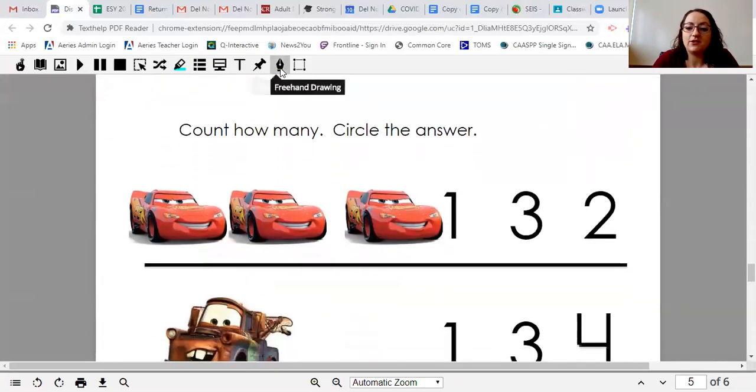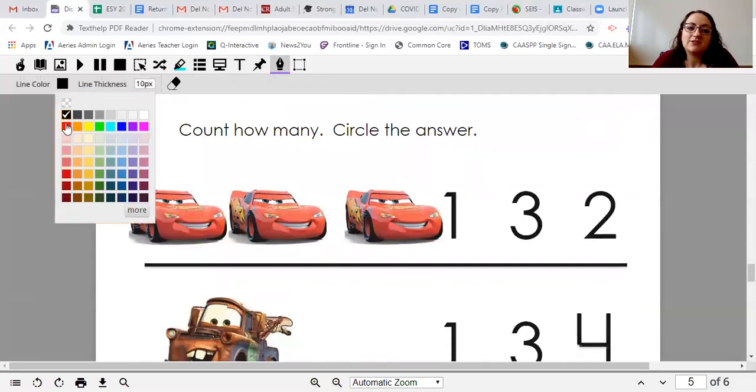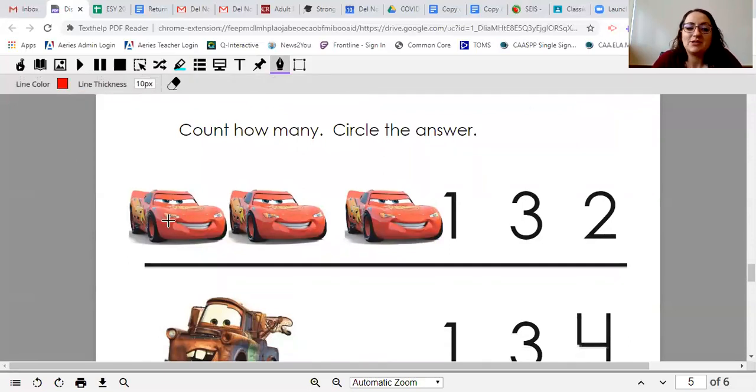So now we are on Cars characters. You guys are doing great. We're almost done. So here we have Lightning McQueens. We need to count how many there are. So there are 1, 2, 3. We're going to find 3 and circle it.